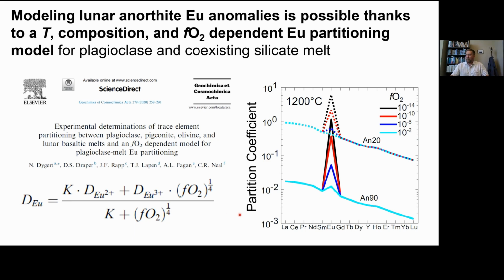But just on the right here, here are partition coefficients predicted using this model at 1200 degrees C for two different plagioclase compositions, one that's more sodic and one that is more calcic. Each of these colored lines corresponds to a different oxygen fugacity, the black line being more reduced. And you see the more reduced the system is, the larger the europium anomaly is.